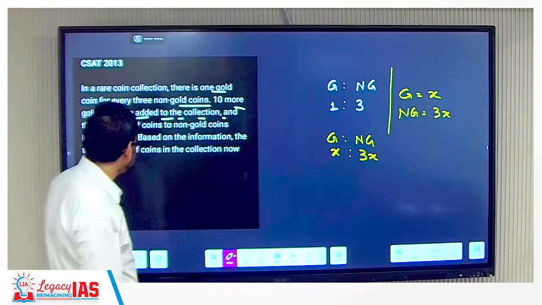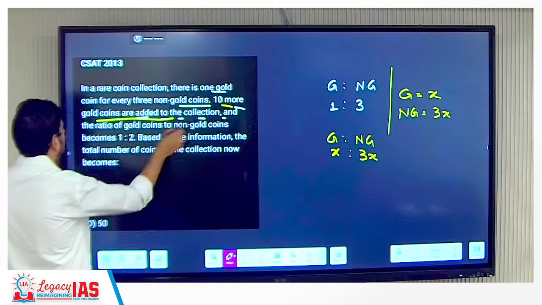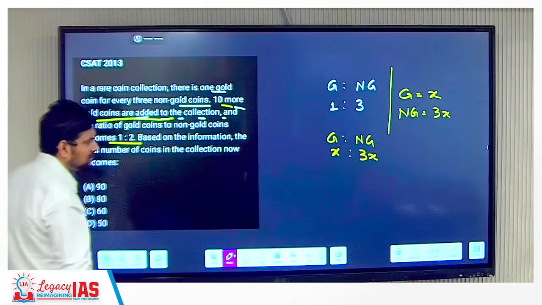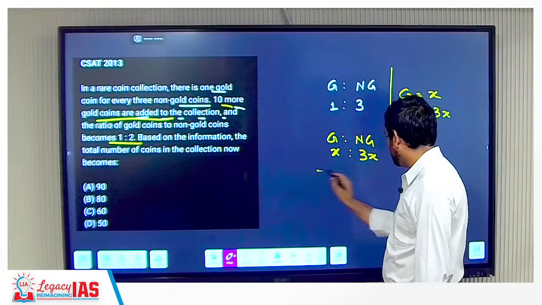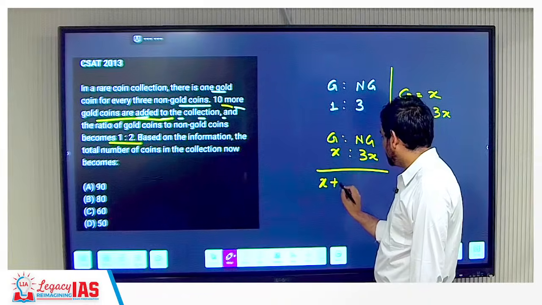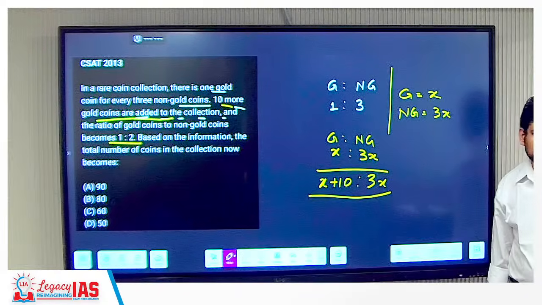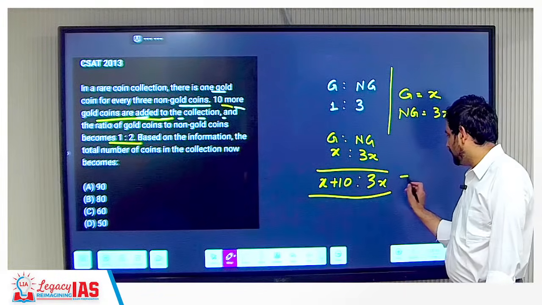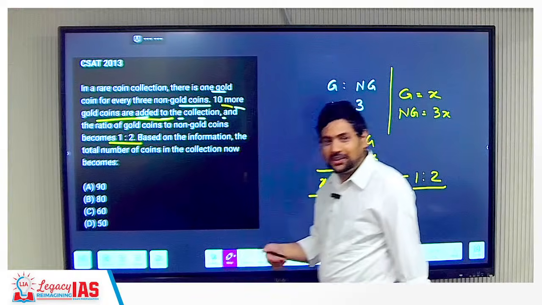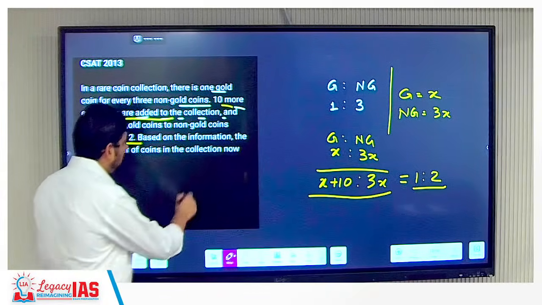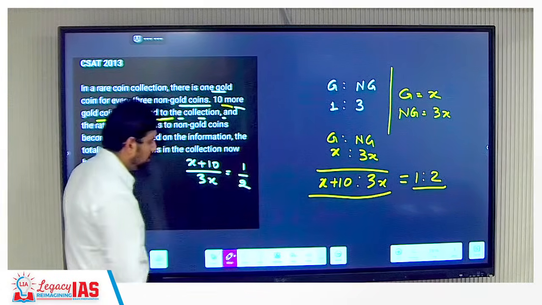Now, 10 more gold coins are added to the collection and the ratio of gold coins to non-gold coins becomes 1:2. So no change in non-gold coins, but 10 is added to the gold coins. The new ratio will be x plus 10 by 3x. According to the question, this new ratio is 1:2. So x plus 10 by 3x equals 1/2.